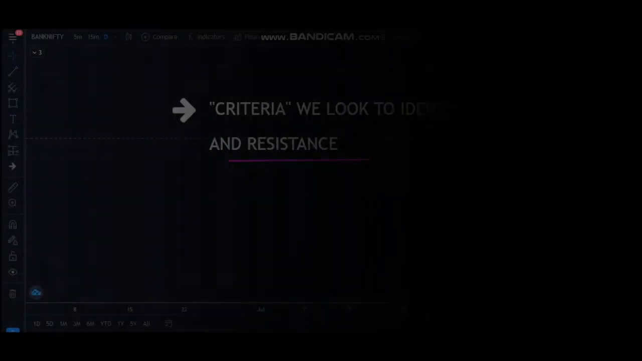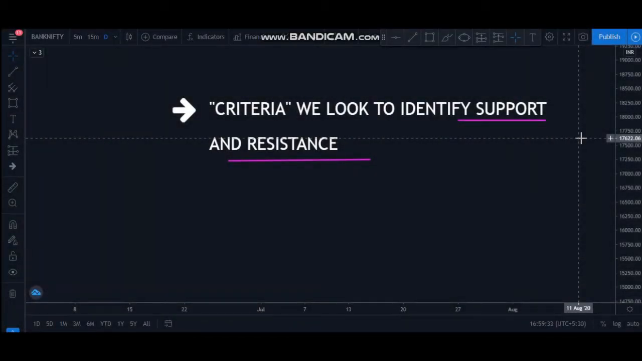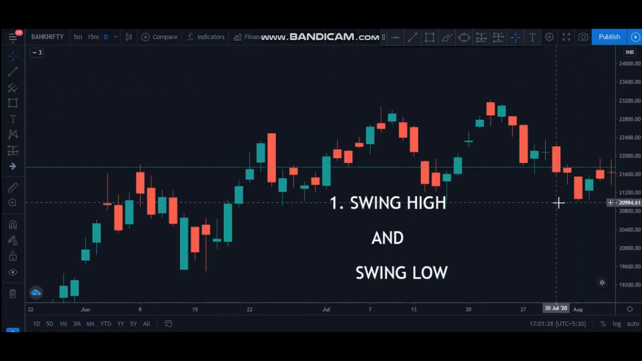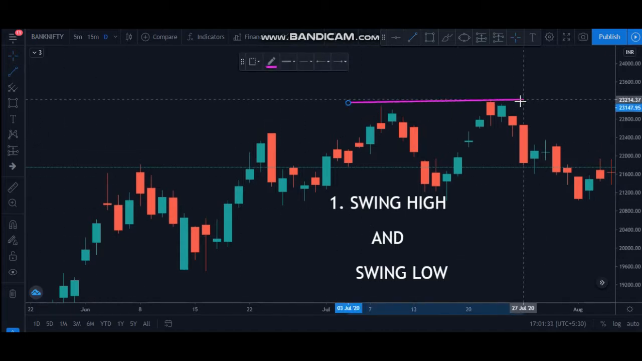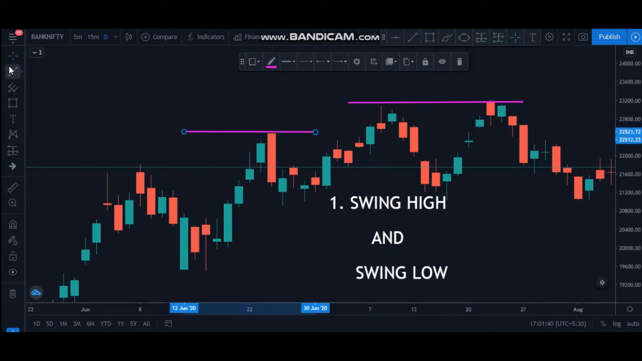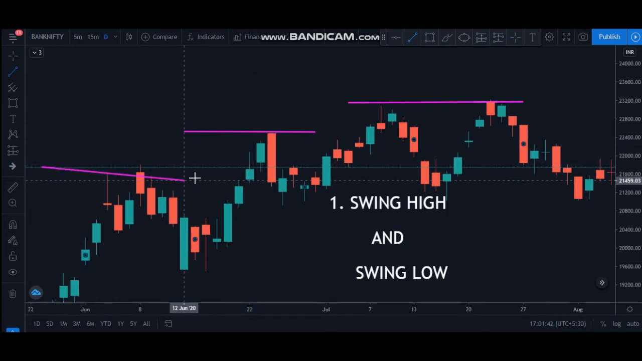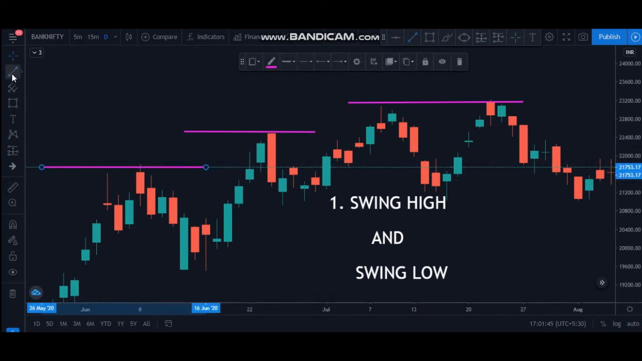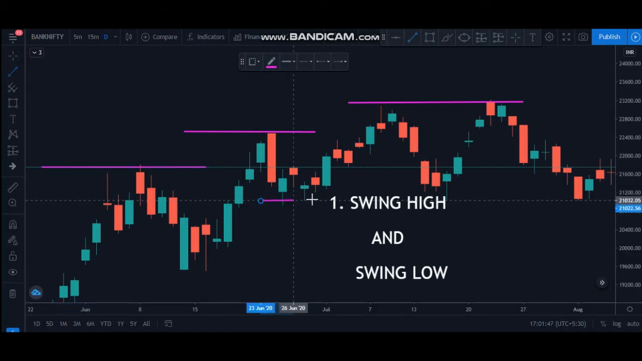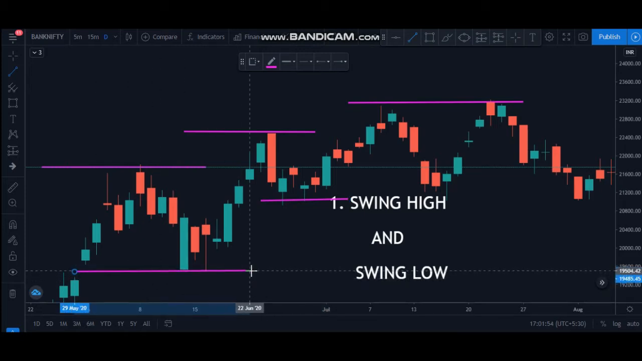Now let's move towards the criteria to understand support and resistance. Number one, swing highs and swing low. So here we have a swing high, the highest point, again swing high, swing high, swing low, and here the lowest swing low.